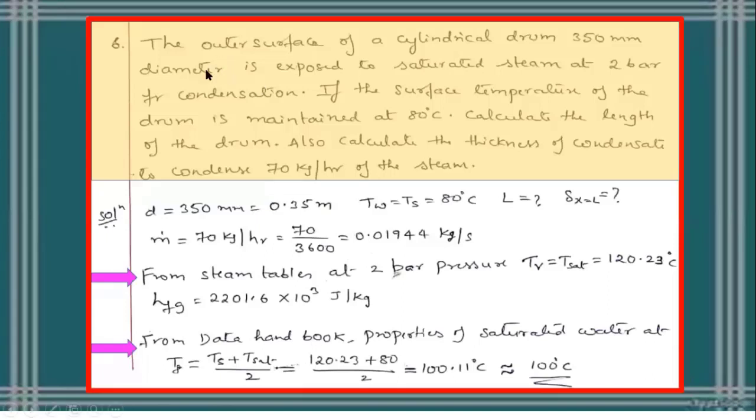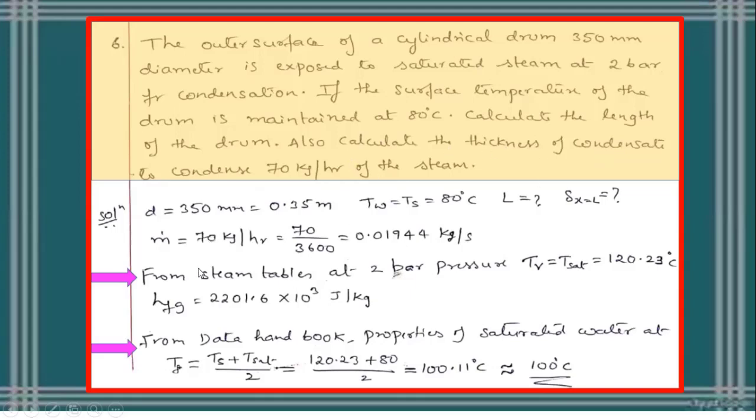Then go to the next problem. Here the outer surface of the cylindrical drum has a diameter of 350 mm, so D is equal to 0.35 meters. It is exposed to saturated steam at 2 bar. Saturation temperature at 2 bar is for condensation. The surface temperature of the drum is maintained at 80 degrees centigrade. Calculate the length of the drum.